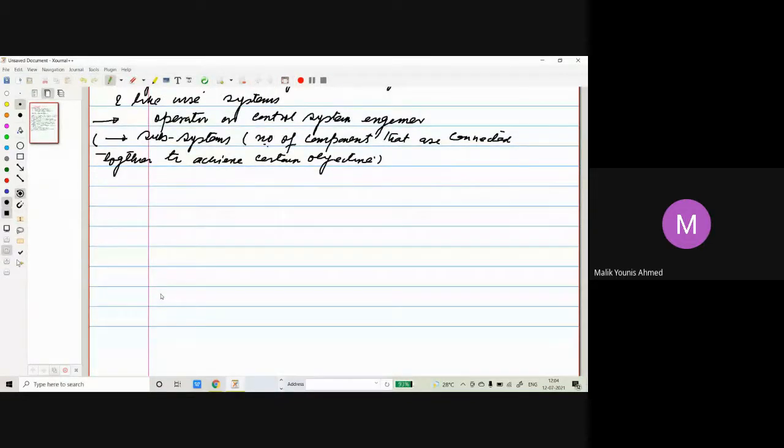So what is the role of the control system engineer or an operator? It becomes very important for a control system engineer or an operator to have a perfect knowledge of the subsystems. He needs to have perfect knowledge of subsystems, because these subsystems together will make the system.